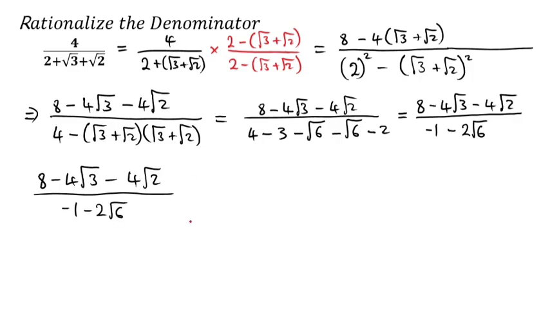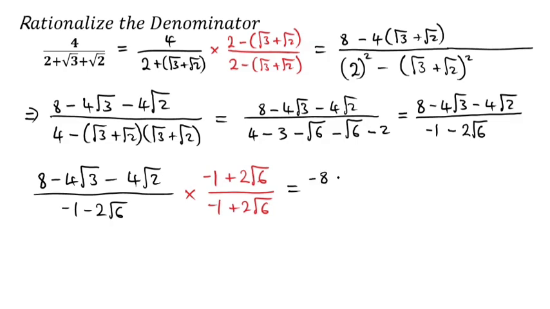Again, we rationalize by multiplying by the conjugate of the denominator. The conjugate will be negative 1 plus 2 root 6 divided by negative 1 plus 2 root 6. So this will give us, negative 1 times 8 is negative 8. Negative 1 times negative 4 is positive 4 root 3. Negative 1 times the 4 again gives positive 4 root 2.